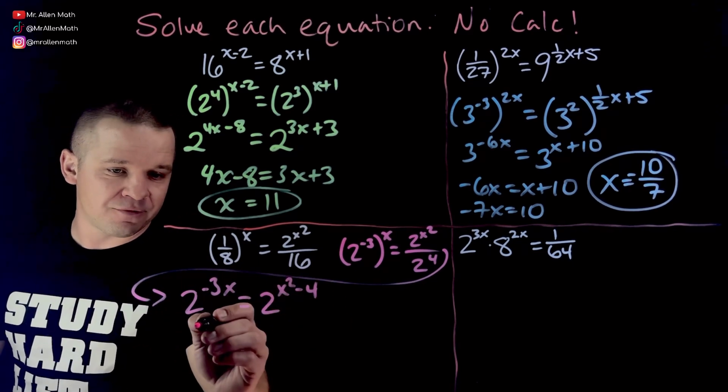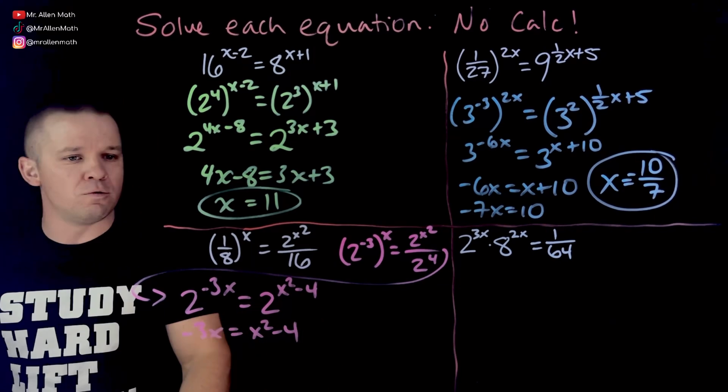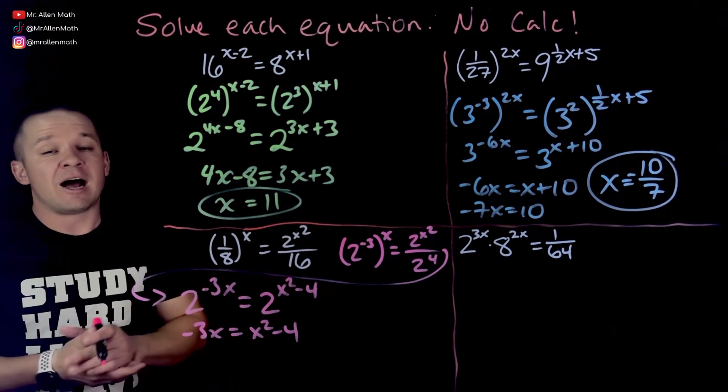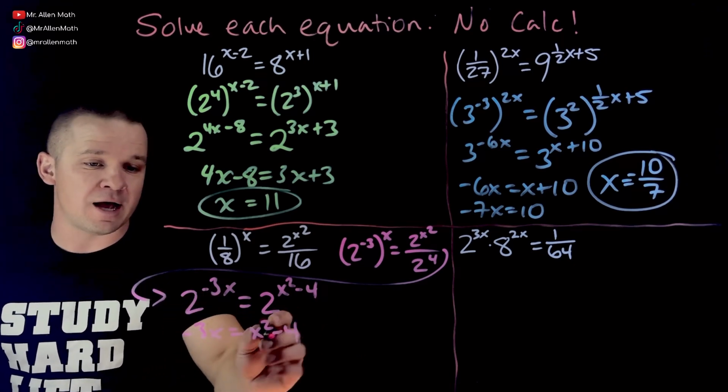Now I'm ready to drop my bases, set my exponents equal to each other, and solve. So I'm going to have negative 3x equals x squared minus 4. Ooh, man, this is a quadratic. A quadratic within exponential equations. This is awesome. I got to set this equal to 0 and hopefully be able to factor and solve this thing. So how about I add 3x over?